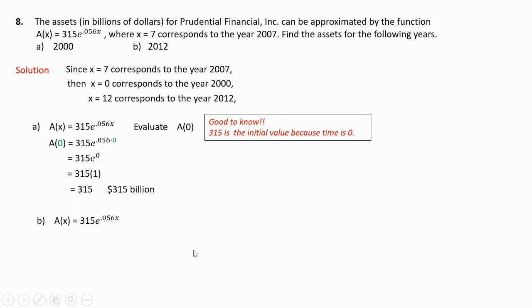Now part B. A of x equals 315 e to the 0.056x. For part B, we're trying to evaluate A of 12, because that's in 2012. So we're going to plug in 12 for the x.